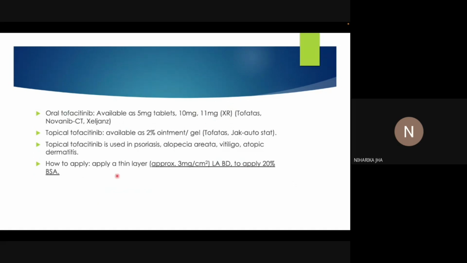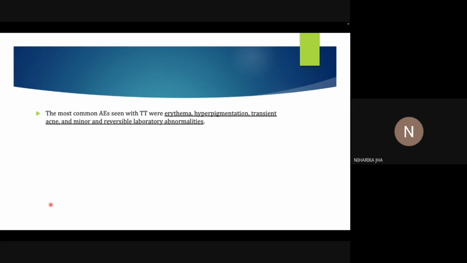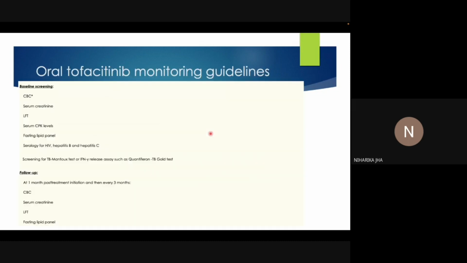How to apply tofacitinib? It has to be applied in a very thin layer twice a day, to about 20% of the body surface area. Obviously, certain side effects or adverse effects can be seen with the treatment of topical tofacitinib, which are not major. Minor side effects such as erythema, hyperpigmentation, transient acne, and minor lab abnormalities can be seen.